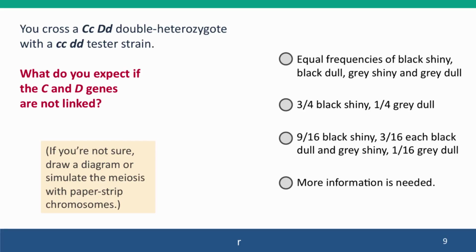So you do your test cross. What do you expect to see if the C and D genes are not linked? This is a critical thing to think of before you look at the results. And if you're not sure, this is an excellent time to draw a diagram or even get out little paper strips that you can write the alleles on to make sure you understand this point.